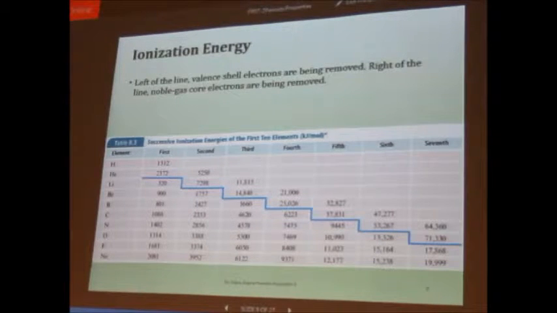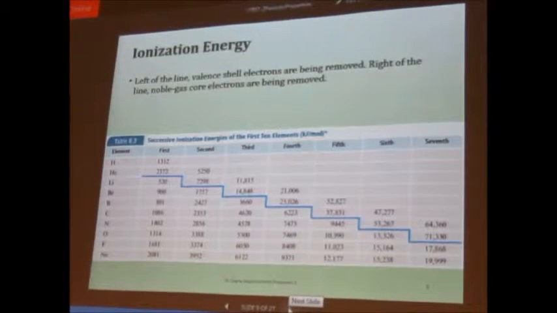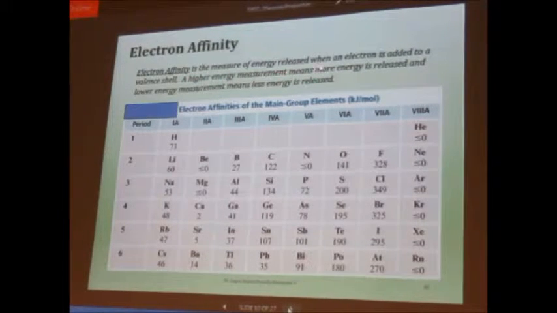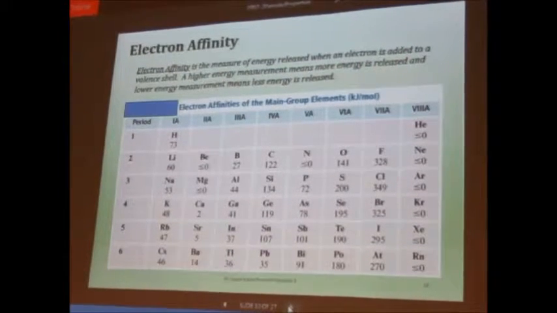Okay, so that was ionization energy, and that is the removal of an electron. Now the electron affinity. Electron affinity, this is the official definition of it, is the measure of energy released when an electron is added.